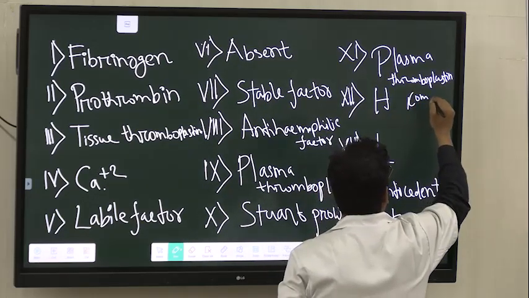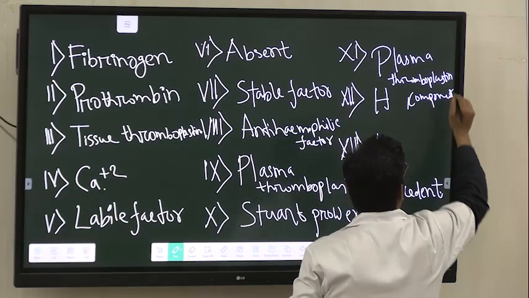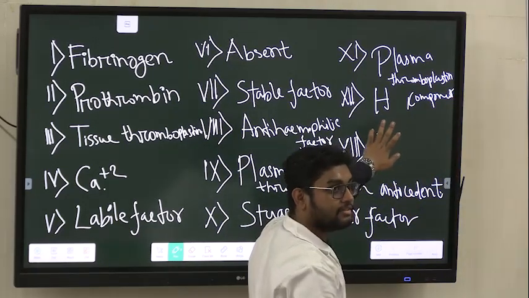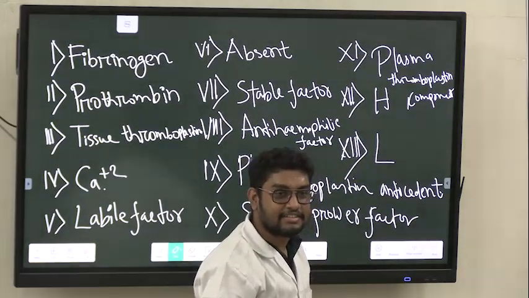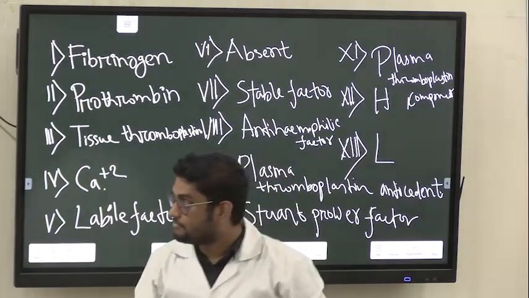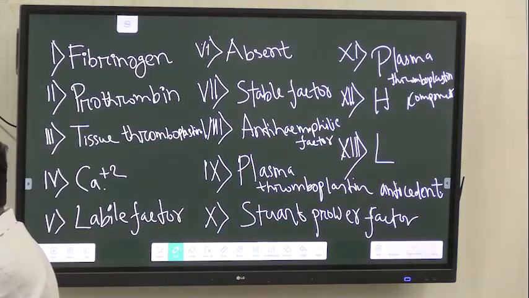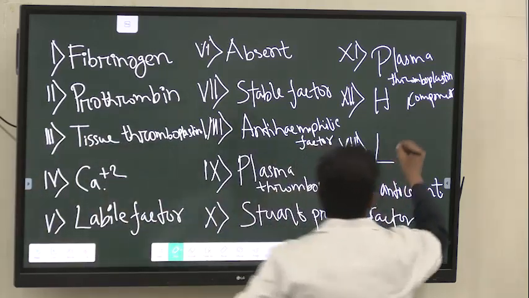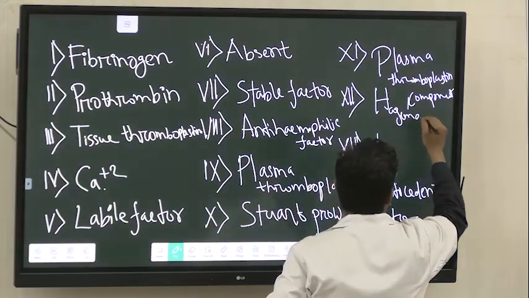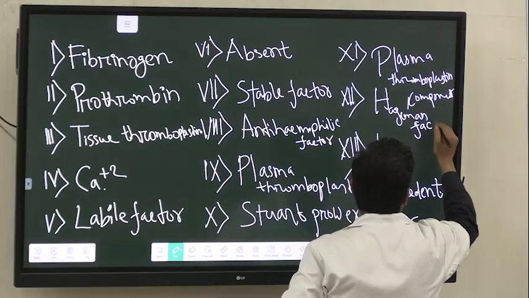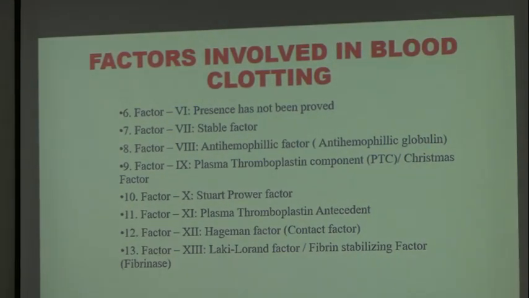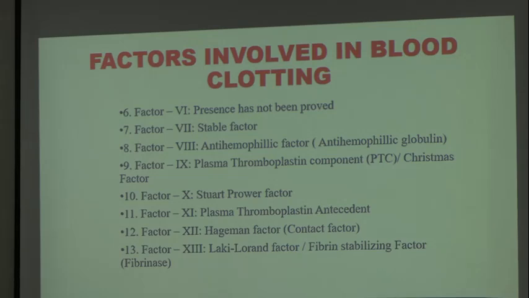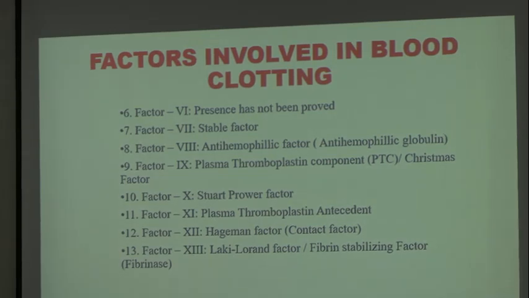Yesterday you showed that 11 is antecedent and 9 is component. Okay, let's see. The first one is component, the 9th is component. Oh, it was correct. Hey, you misguided me. So I lost confidence. So initially I was right. And this one is Fletcher factor, Fitzgerald factor. Okay?